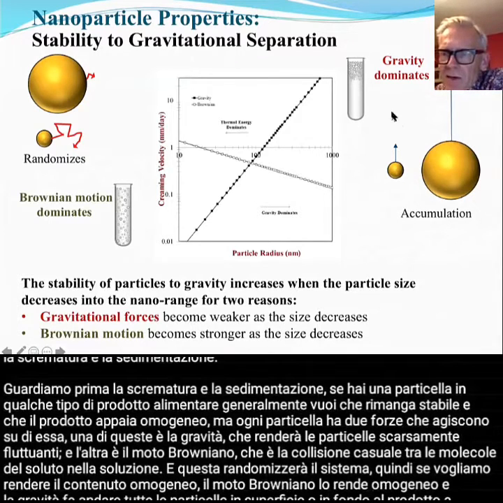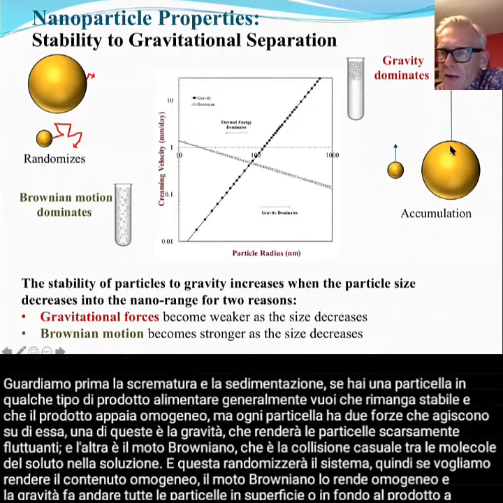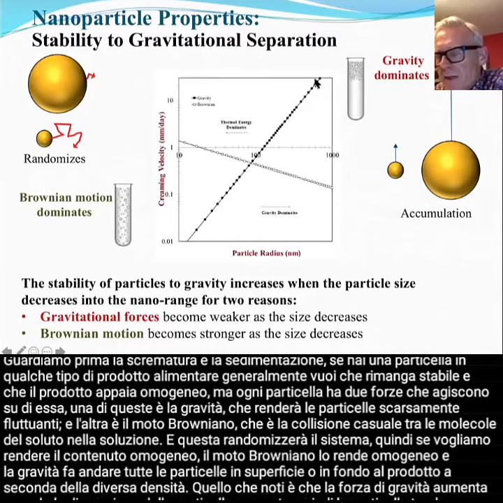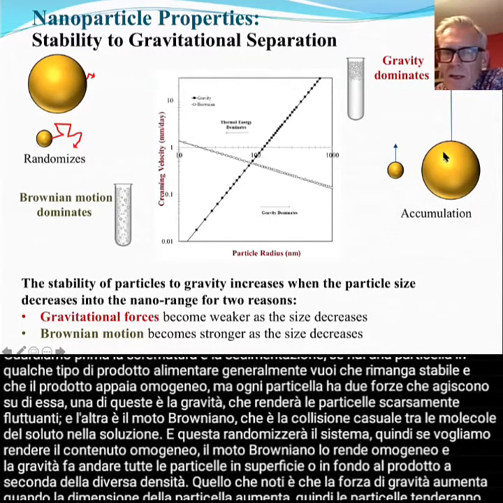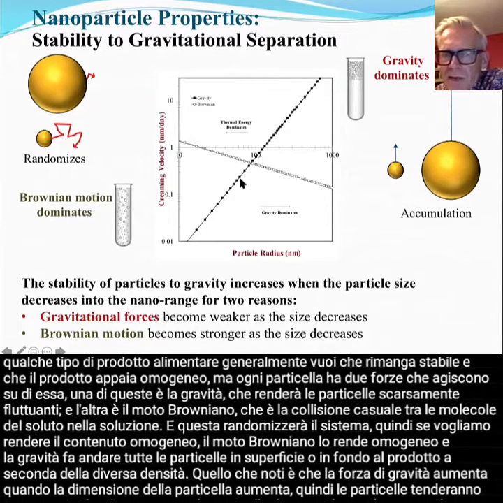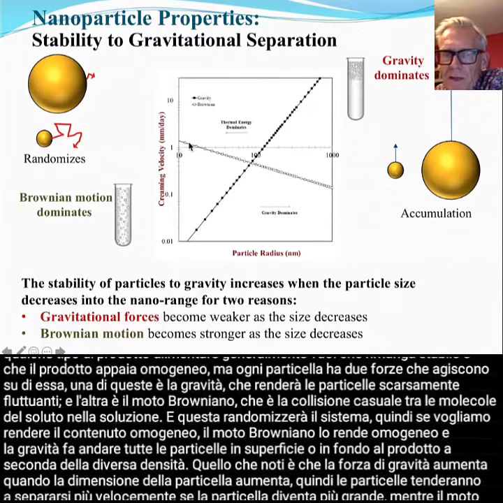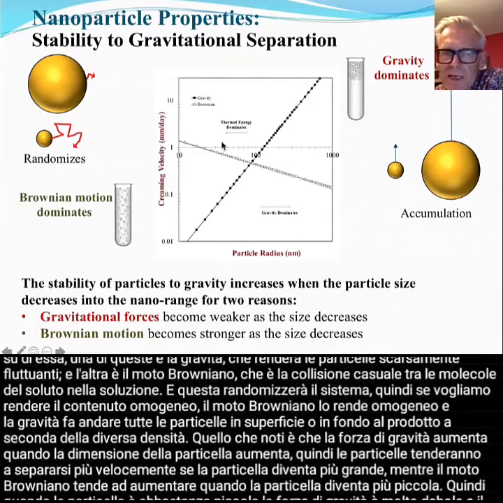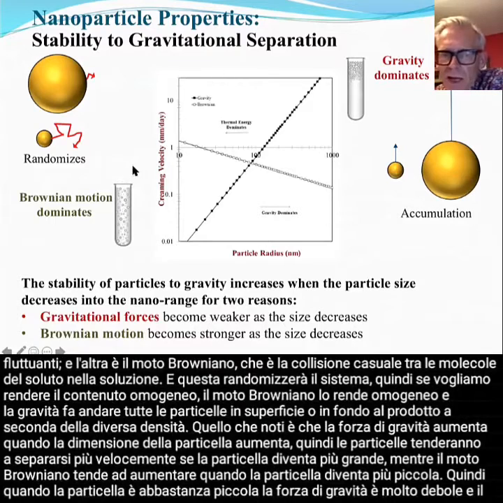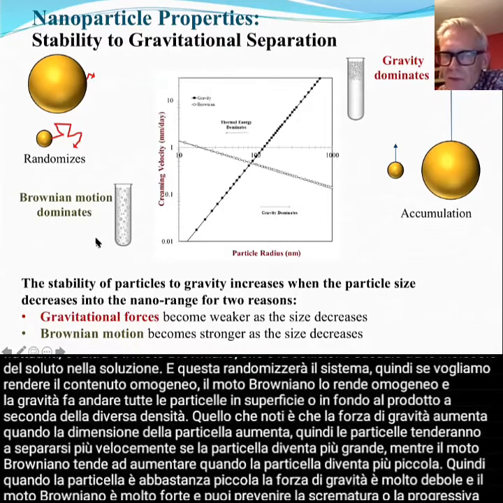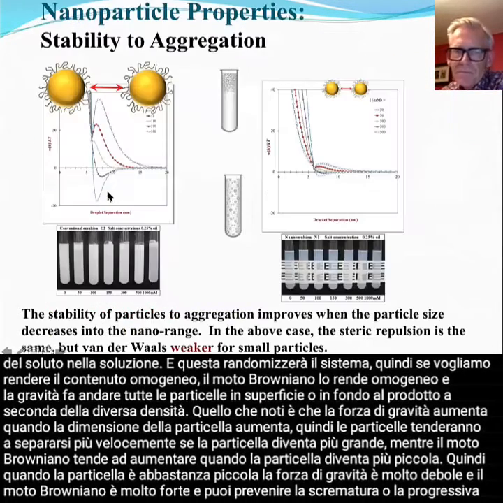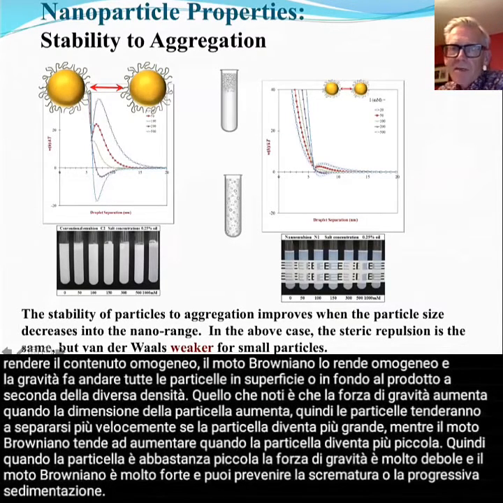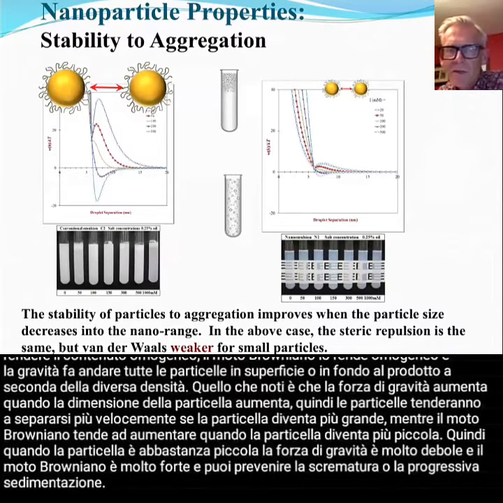So what you find is that gravity increases as the particle size increases. So things will tend to separate more quickly as the particles get bigger, whereas Brownian motion tends to increase as the particles get smaller. So when the particles are small enough, the gravity forces are very weak, the Brownian motion is very strong, and you can prevent creaming or sedimentation from occurring. You can also change the stability of particles to aggregation. So when particles aggregate, they often cream or sediment faster.